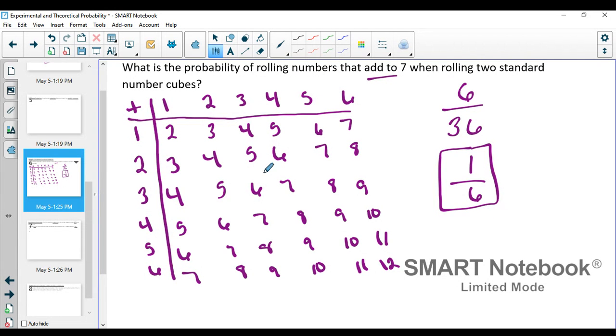Then you can make one of these tables with anything. So if it was what is the probability of rolling numbers that their product is 36, you would change this to multiplication and fill in all of them when you multiply. All right. So you just have to pay attention to what it wants you to do with the number cubes.